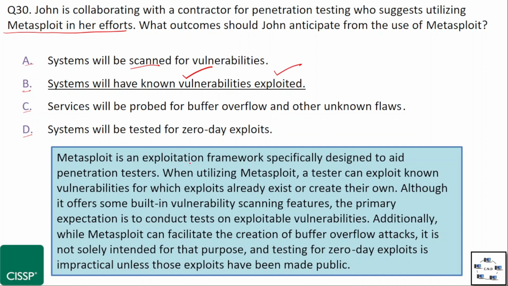Metasploit is an exploitation framework specifically designed to aid penetration testers. When utilizing Metasploit, a tester can exploit known vulnerabilities for which exploits already exist or create their own. Although it offers some built-in vulnerability scanning features, the primary expectation is to conduct tests on exploitable vulnerabilities. Additionally, while Metasploit can facilitate the creation of buffer overflow attacks, it is not solely intended for that purpose, and testing for zero-day exploits is impractical unless those exploits have been made public.